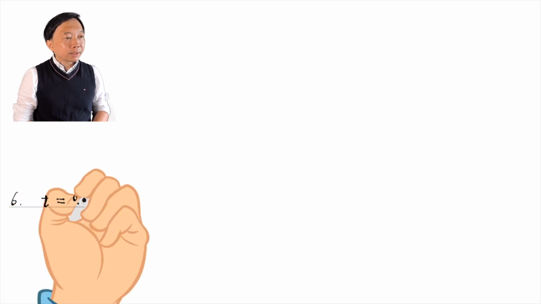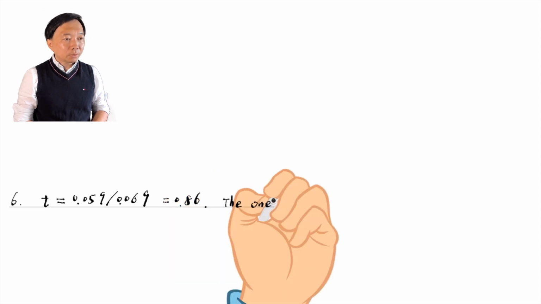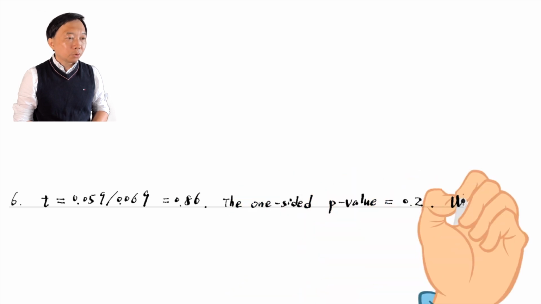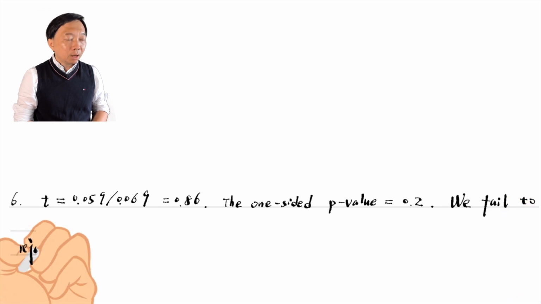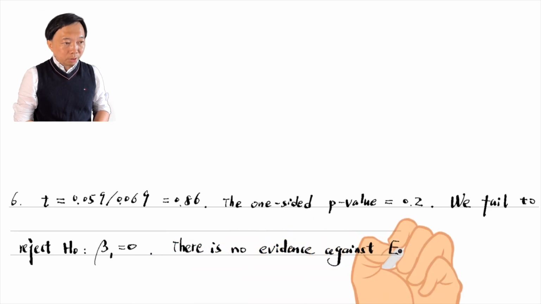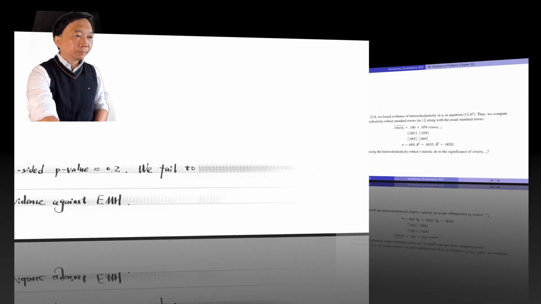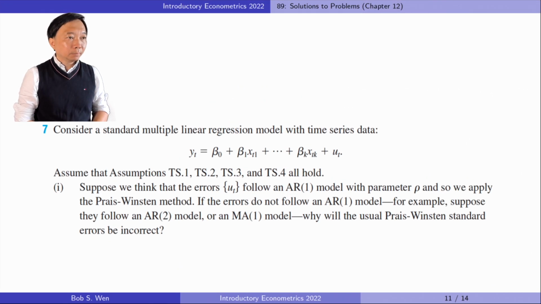With the heteroscedasticity robust standard error, the t-statistic is 0.86. It is small, and its one-sided p-value is 0.2. We could not reject the null hypothesis that the past return does not help predict the future return, or the efficient markets hypothesis. Let's do problem 7.